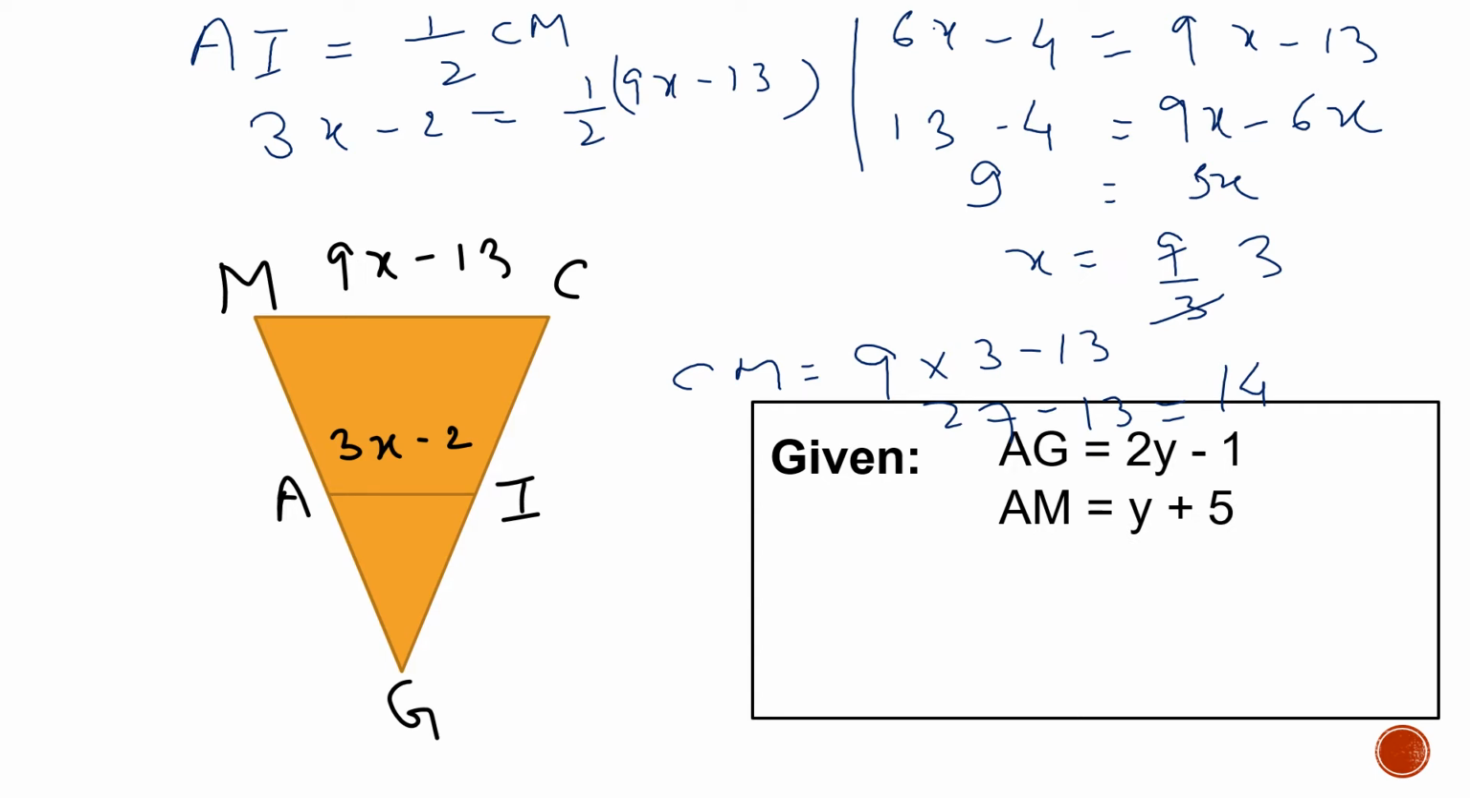If AG is 2y minus 1 and AM is y plus 5 length, how long is AG? Clearly A is a midpoint of MG. Use that concept and do that question.